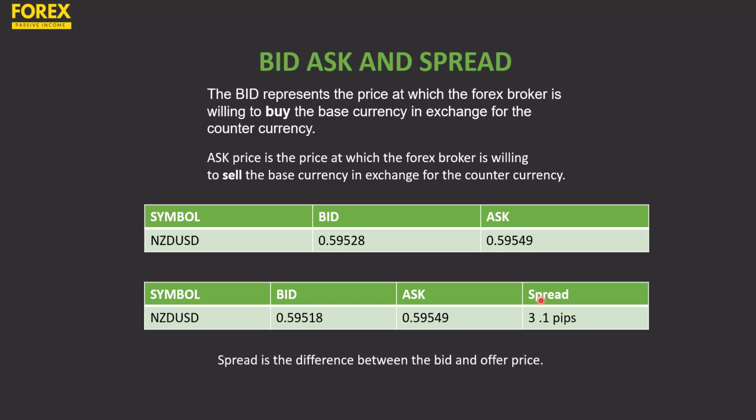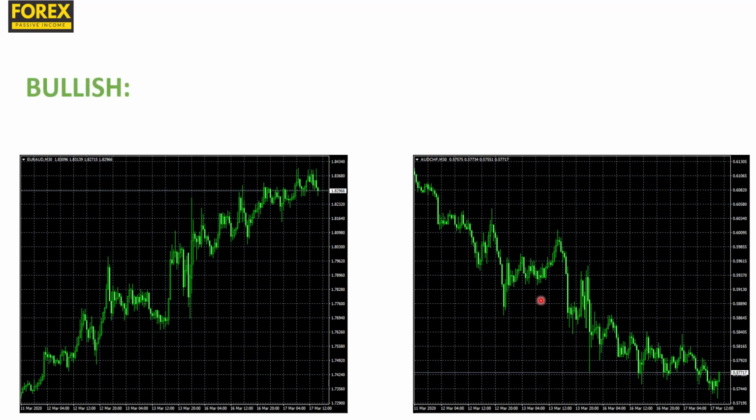So I've already said it, that spread is the difference between the bid and the offer or the ask price. Now let's talk about what is bullish. Bullish is used to characterize an upward movement of price. Like if you look at this chart here, you can see it is going up. So what would describe this kind of chart in terms of Forex is bullish.